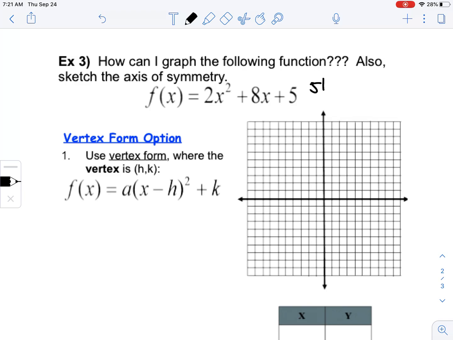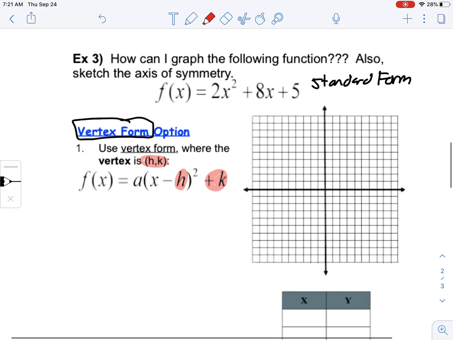Okay? The second thing I want to do is look at an equation that is currently in standard form and we want to rewrite this equation into vertex form. Vertex form allows us to very quickly identify the vertex. The vertex is the point HK. Here's our H and here's our K. But it does take a little work to get it into this form.